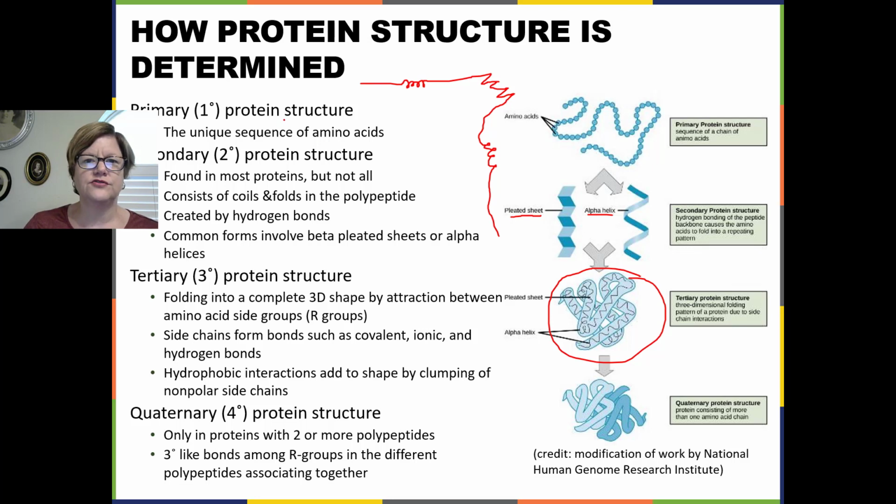So the primary protein structure are the amino acids in the chain without any particular shape. Secondary structure really is small regions within the primary structure that either fold or coil. Tertiary structure is one polypeptide fully folded. Quaternary structure is when you have more than one polypeptide attaching to each other. Okay?